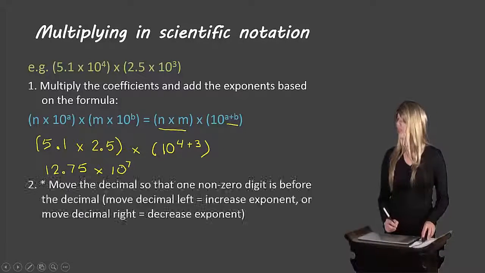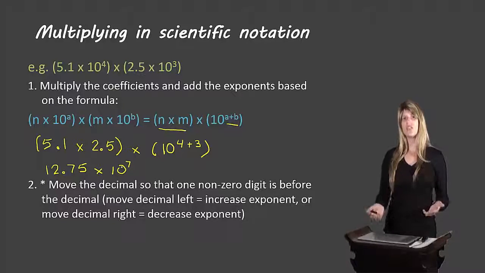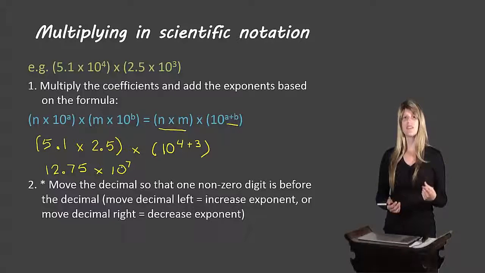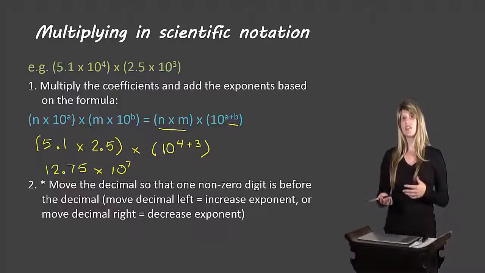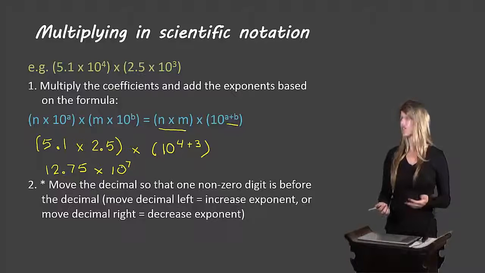Now our next rule is an optional rule. It depends on your answer. If the answer is in proper scientific notation, you're done after the first step. If not, you need to move the decimal so that there's one non-zero digit in front of the decimal. Again, remember that if you move the decimal to the left, you need to increase the exponent, and if you move the decimal to the right, you need to decrease the exponent.